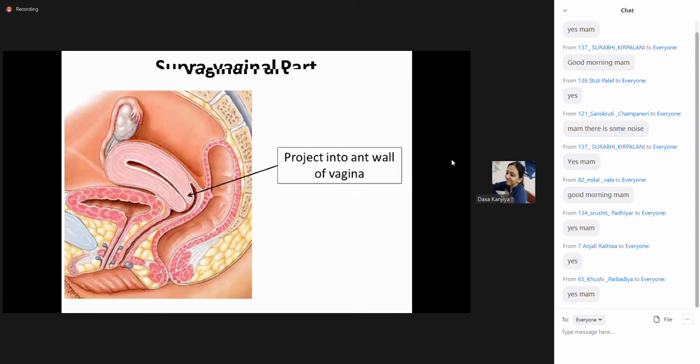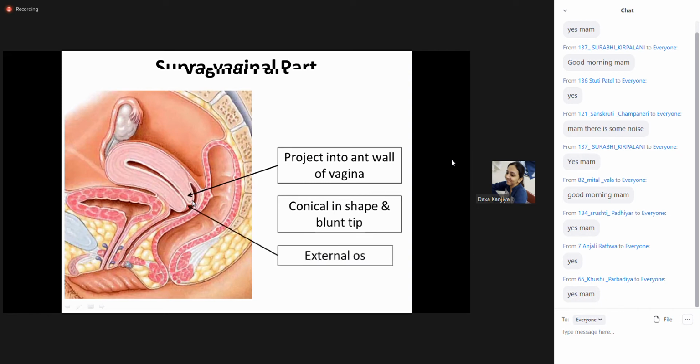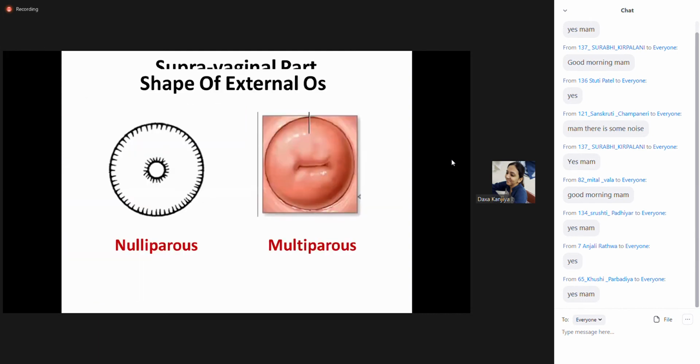Now the vaginal portion, the part which projects into the anterior wall of the vagina, that is the vaginal part. It is conical in shape, having a blunt tip, and it opens into the vagina through the external os, or external opening. See the shape of the external opening.